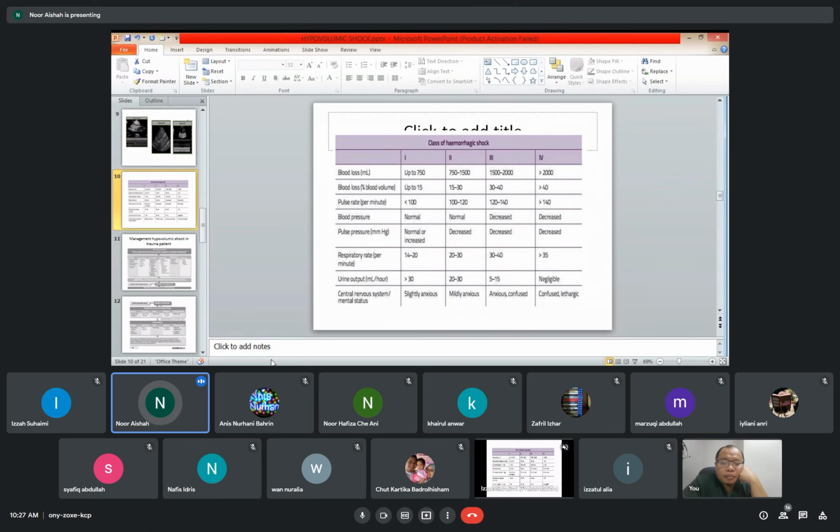For example, in class 1, there will be pulse rate less than 100, blood pressure normal, and normal urine output. And usually in class 1, we resuscitate with crystalloid only. And then for example, in a patient in class 3 or 4, maybe at that time we have to use blood products.